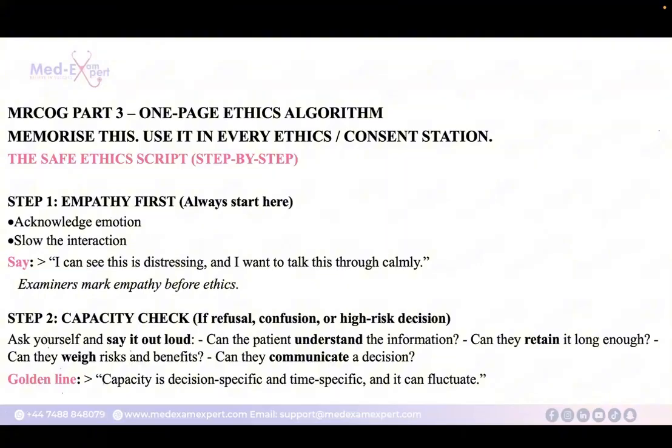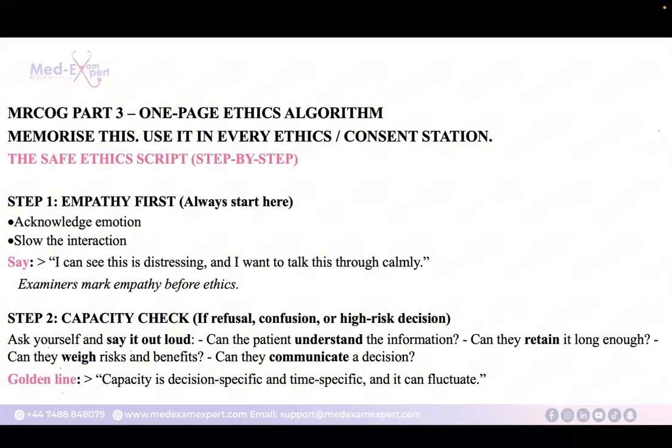So the way I put this is the safe ethics script, step by step. Empathy is first, always starts here. Acknowledge the patient's emotions, like, I understand how upset you are, or I understand this is bad news for you, and I'm really sorry to hear that. These are the different ways you show your empathy. Slow the interaction. Say, I can see this is distressing, and I want to talk this through calmly with you. That will show the examiners that you have empathy before ethics.